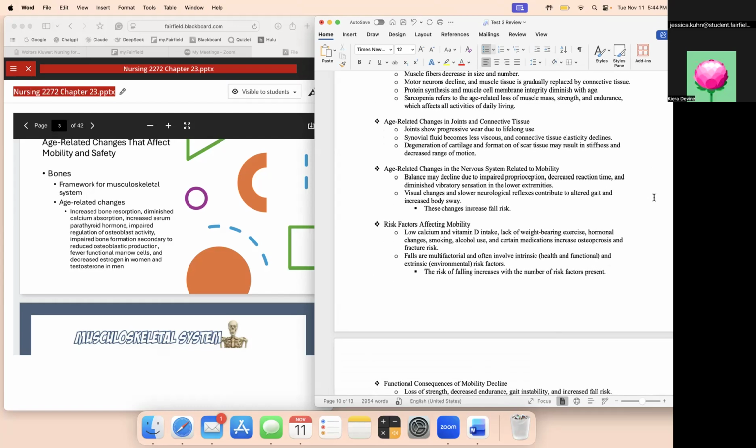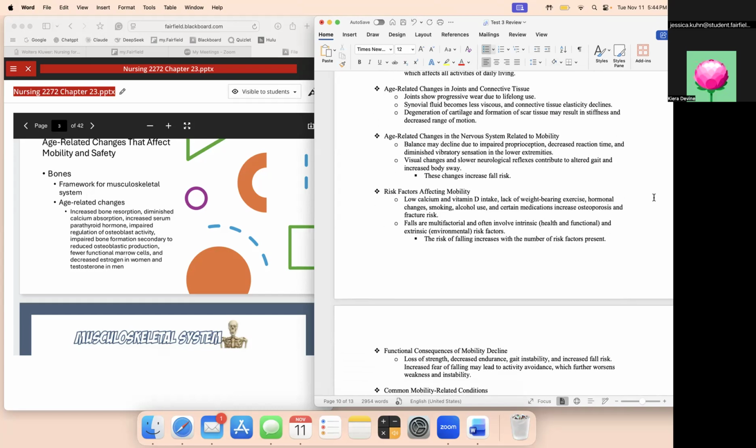Joint changes in connective tissue. Joints show progressive wear and tear due to lifelong use. Synovial fluids become less viscous. Connective tissue elasticity declines. Degeneration of cartilage and formation of scar tissue result in stiffness and decreased range of motion.